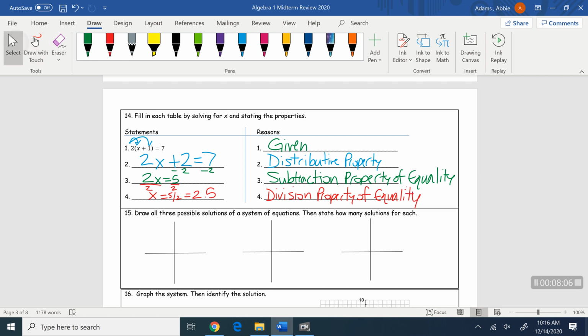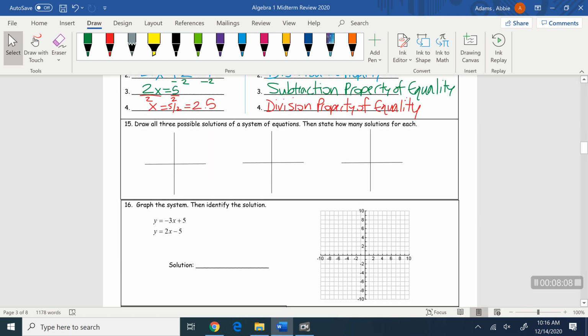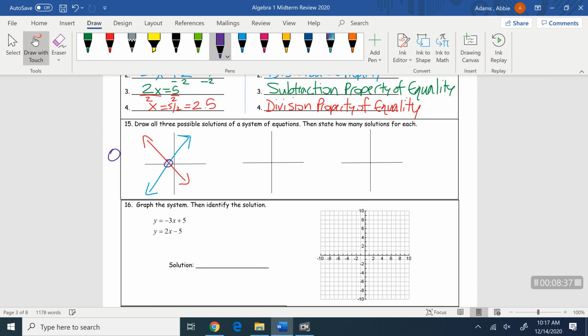So now let's go on to problem 15. It's asking us to draw all 3 possible solutions of a system of equations, then state how many solutions for each. So the first one we talk about is one solution. This is where they have one intersection point. So remember, when you're looking for a solution for a system of equations, this is where they intersect. So the most common one that we've seen in this class is where 2 lines intersect at one single point. This means it has one solution.